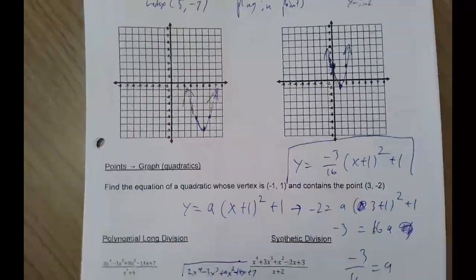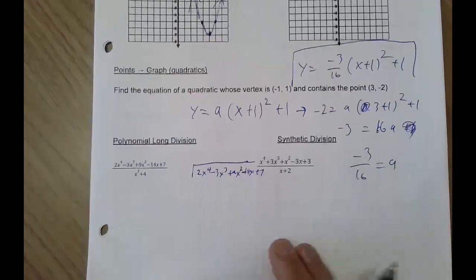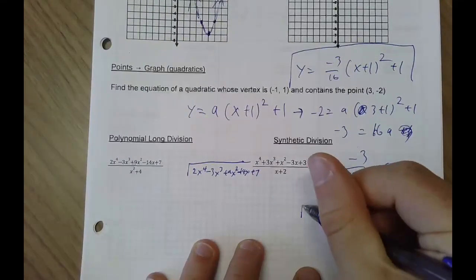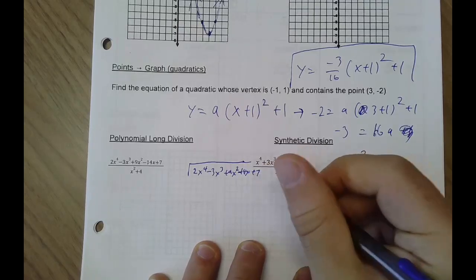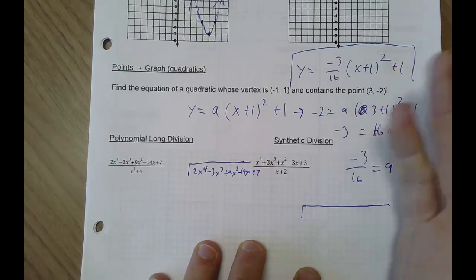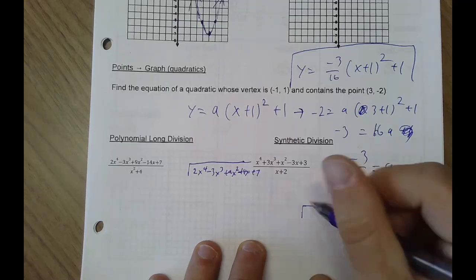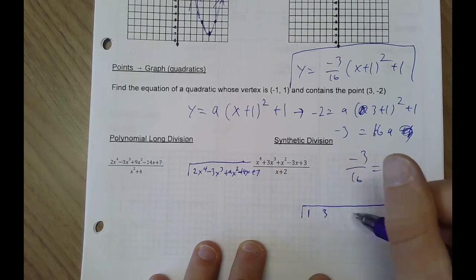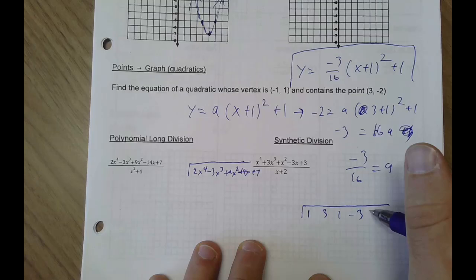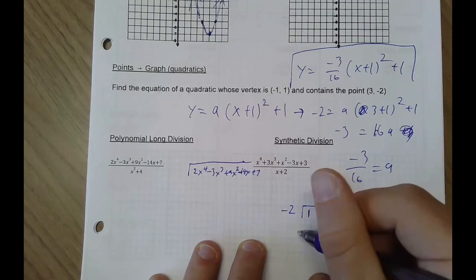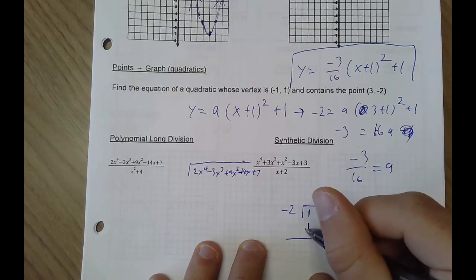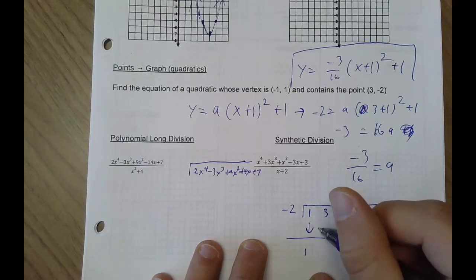So that's the long division. This is synthetic division. I prefer synthetic. We can only do it with these linear factors down here, so like x plus 2, x minus 2, x plus 3, etc. So you put the coefficients inside, so you put 1, 3, 1, negative 3, and 3. On the outside, we put a negative 2. And we'll drop down, the 1 drops down. 1 times negative 2 is negative 2.